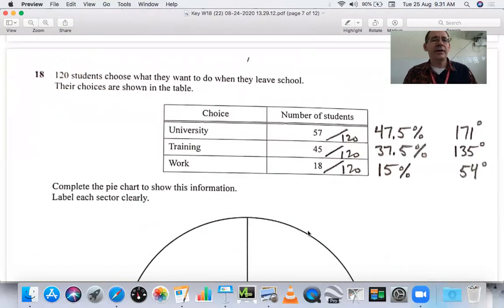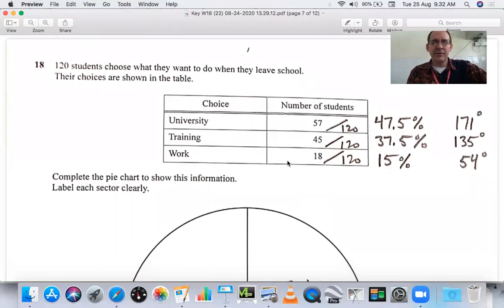Moving on here, we have question number 18. We have 120 students. They choose what they want to do when they leave school, probably high school. Their choices are shown in the table. 57 out of these 120 students want to go to university. 45 of them want to go into some sort of a training program, and 18 of them just want to go directly into the workforce.